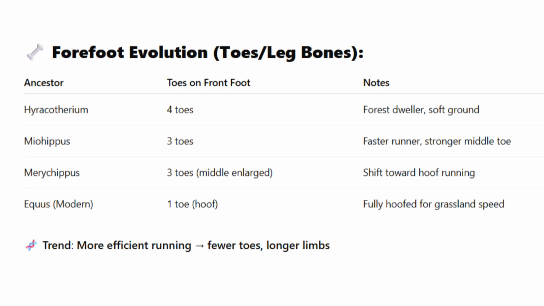Forefoot evolution, toes and leg bones. Ancestor toes on front foot. Hyracotherium: 4 toes, forest dweller, soft ground. Miohippus: 3 toes, faster runner, stronger middle toe. Merychippus: 3 toes, middle enlarged, shift toward hoof running. Equus, modern: 1 toe, hoof, fully hoofed for grassland speed. Trend: more efficient running, fewer toes, longer limbs.